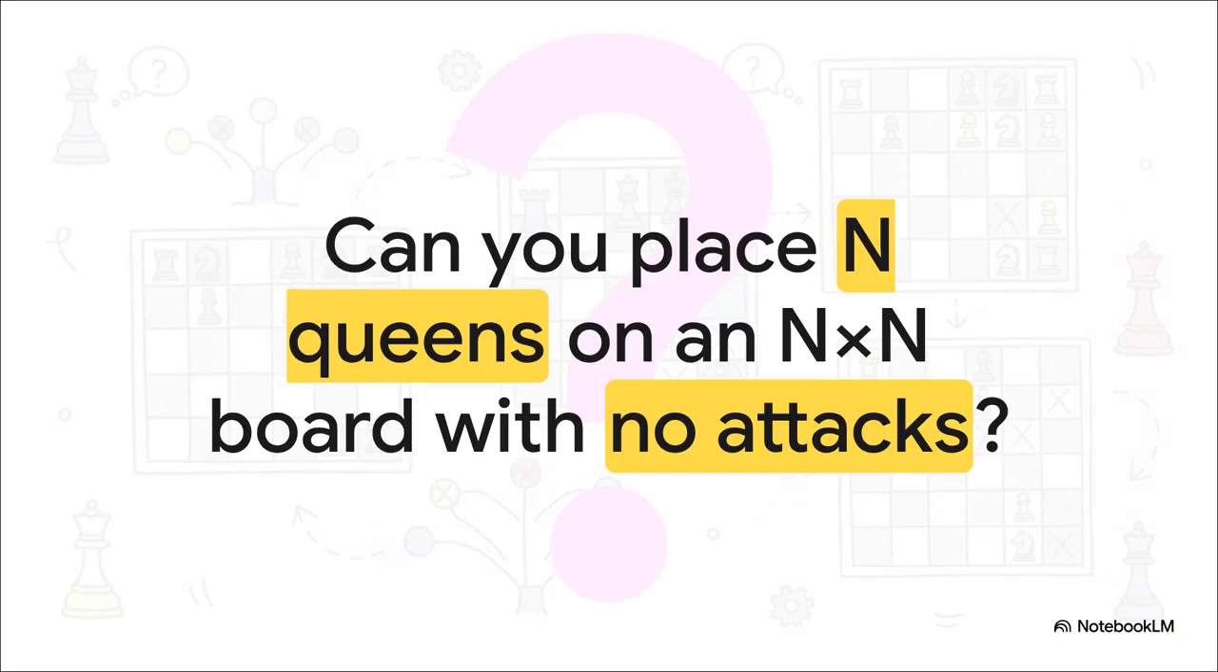Okay, so here's the big question. Can you take n queens and place them on an n by n chessboard so that no two queens are threatening each other? Think about a regular 8 by 8 board. That means you've got to place 8 queens where every single one is safe from all the others. It's a puzzle of pure placement and constraints.